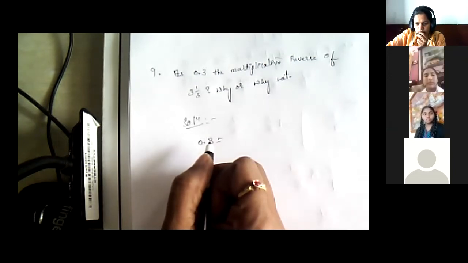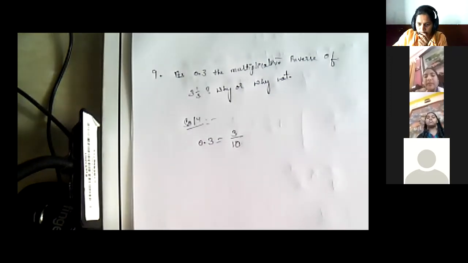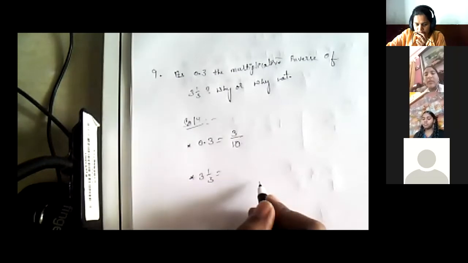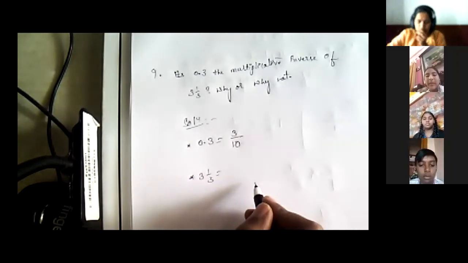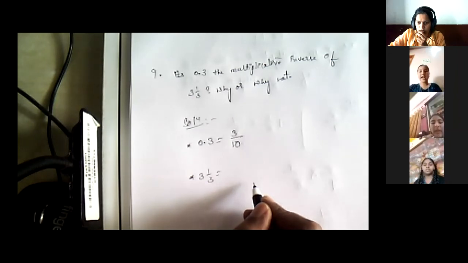3 upon 10. Yeah, it is 3 upon 10. Do you remember, children? Yes, ma'am. Good. Next, we have one more number, 3 1 upon 3. So, how to convert this again into an improper fraction? 3 1 upon 3, what is the number? 10 upon 3. Yeah, it is 10 upon 3. 3 3s are 9 plus 1, 10 upon 3.